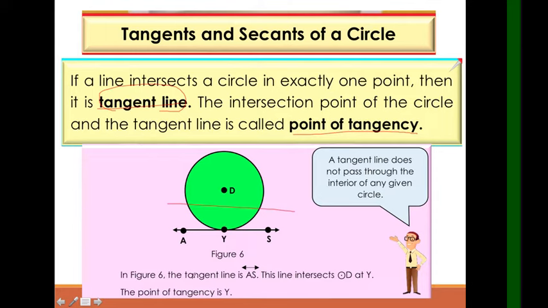So in figure 6, the tangent line is line AS. The line intersects the circle D at point Y. So ito, the line AS intersects circle D at point Y. The point of tangency of this given figure is point Y. That's the point of tangency.